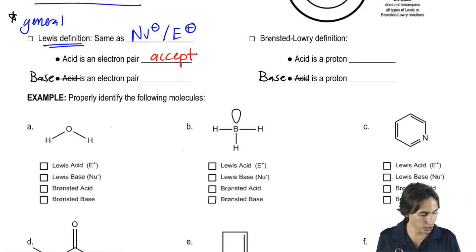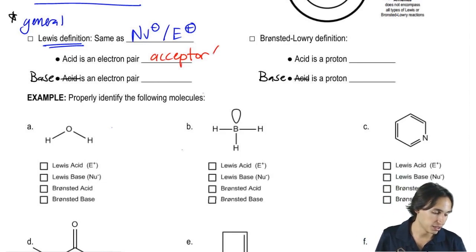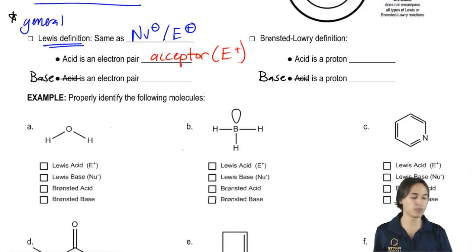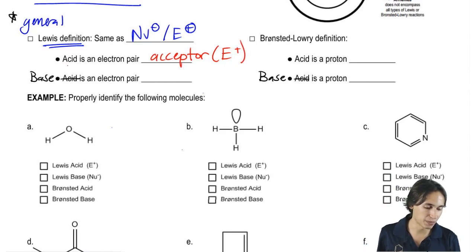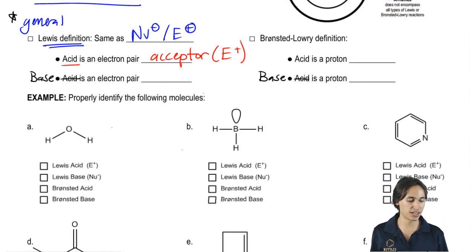Okay? So if one of these were to be an electron pair acceptor, which one would it be? Would it be the nucleophile or the electrophile? Well, think about it. The name electrophile means electron lover, so this one would be the electrophile. Does that make sense? So anytime I say electrophile, that also means that I'm talking about a Lewis acid. Okay? Same exact thing. It's just a different way to say it.